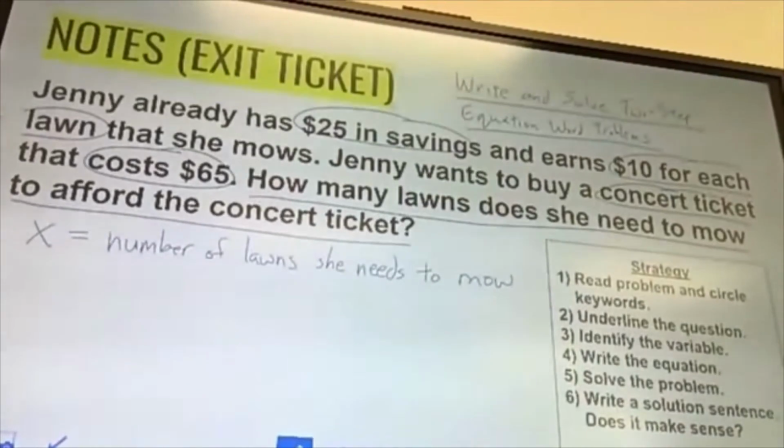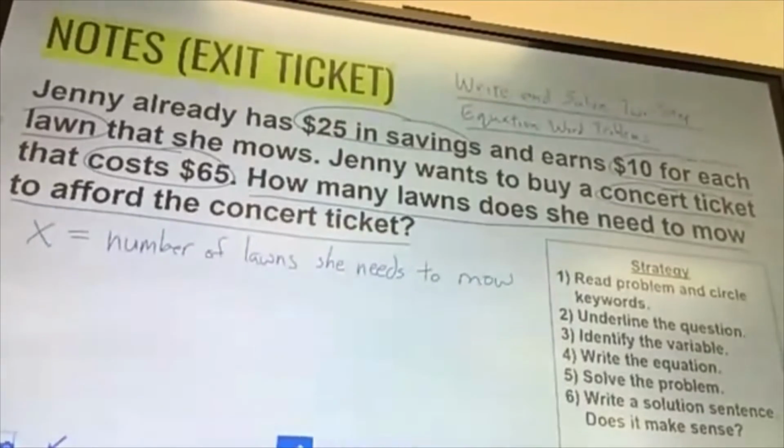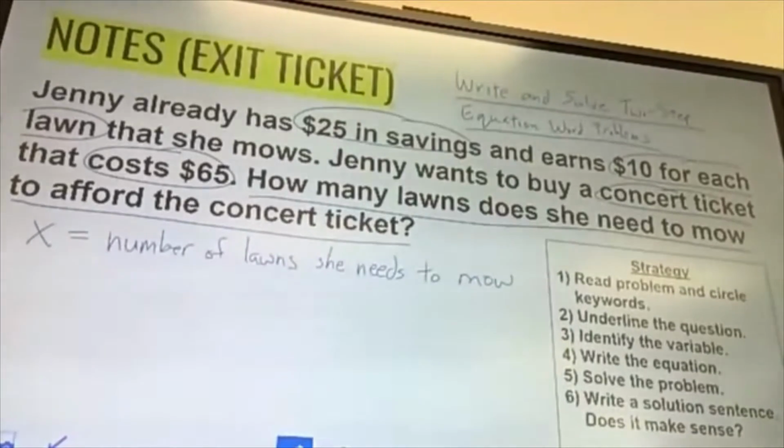You can always figure out what the unknown is based on the question. So how many lawns does she need to mow? Number of lawns she needs to mow. So we want to write the equation.